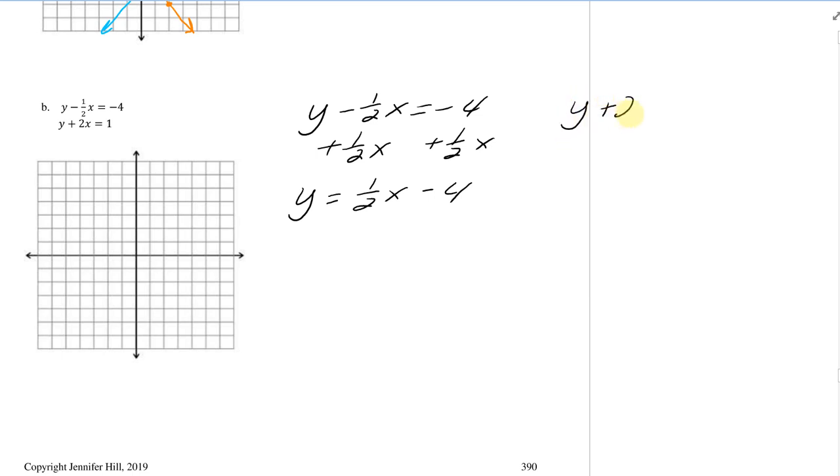So I've got y plus 2x equals 1. I'm going to subtract off the 2x, and y equals negative 2x plus 1. Okay, so now that's what I've got to graph.